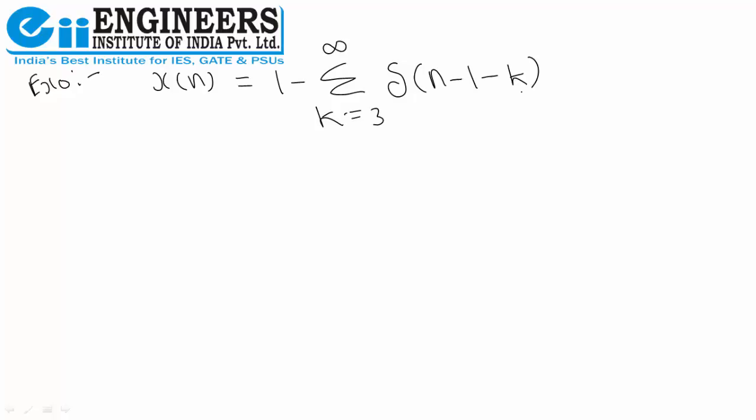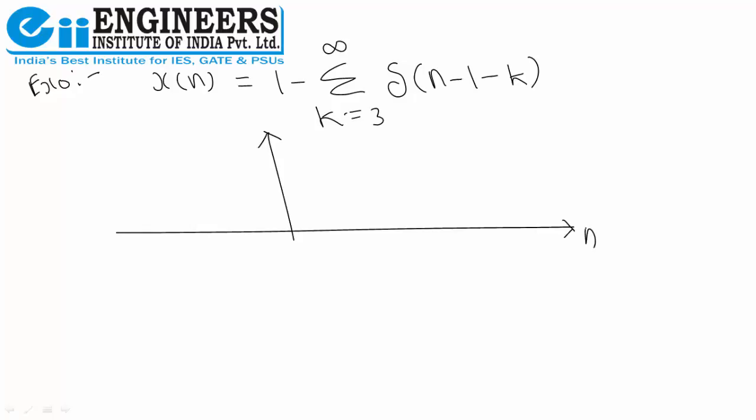Now how to draw this figure? There are two terms here. One term is 1 and one term is the delta terms in the summation form. Now just draw these two terms individually and subtract them, because there is a minus sign here. So what is 1? 1 is a DC signal, right?